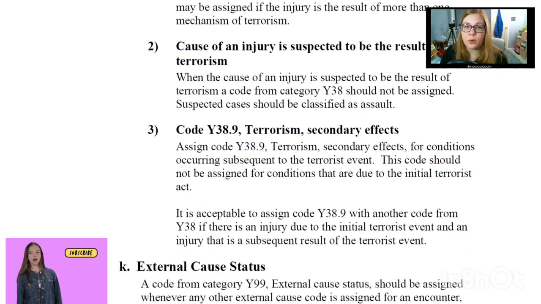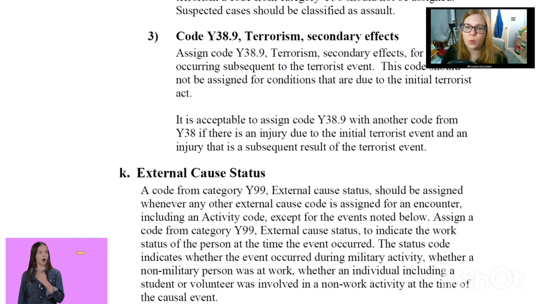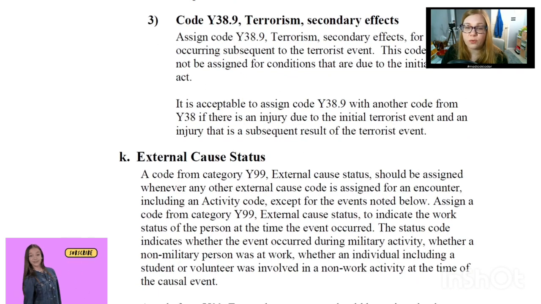Code Y38.9, which we just looked at, terrorism secondary effects. What does that mean? So we assign Y38.9 terrorism secondary effects for conditions occurring subsequent to the terrorist event. This code should not be assigned for conditions that are due to the initial terrorist act. It is acceptable to assign code Y38.9 with another code from Y38 if there is an injury due to the initial terrorist event and an injury that is a subsequent result of the terrorist event.